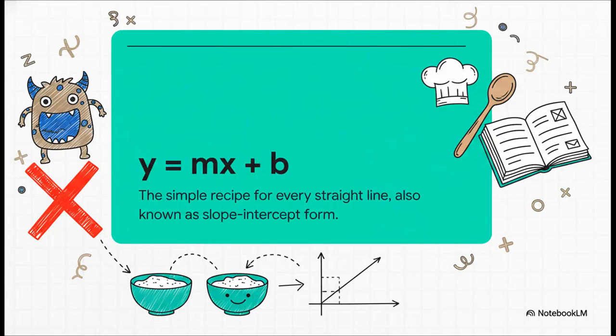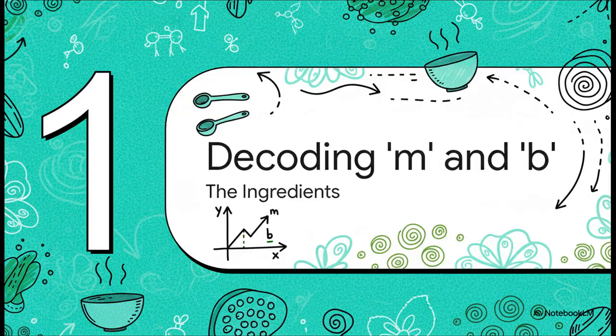Because here's the big secret. This isn't some super complex monster. Really, you should think of it more like a recipe. A super simple 2-ingredient recipe that can describe literally any straight line you can possibly imagine. So, to understand the recipe, we've got to understand the ingredients first, right? Let's break down the two most important parts of this whole thing, the m and the b.